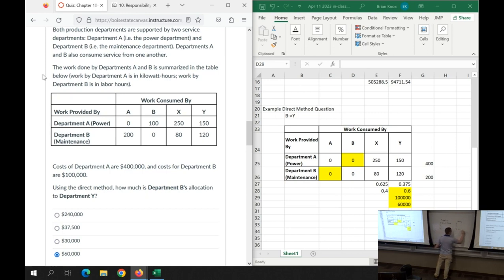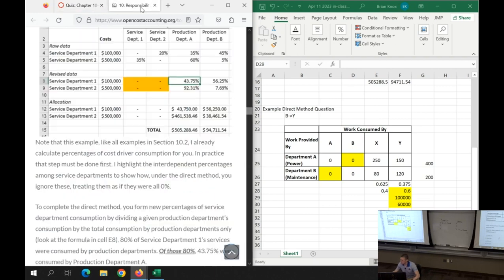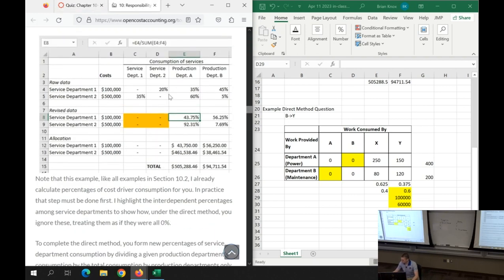But the downside is that it is the least accurate, because you've taken all the interdependency and ignored it. So if we go back to this example right here, there's something going on with these percentages. It was intentional, but I think it reflects real distortions that could happen in the firm.